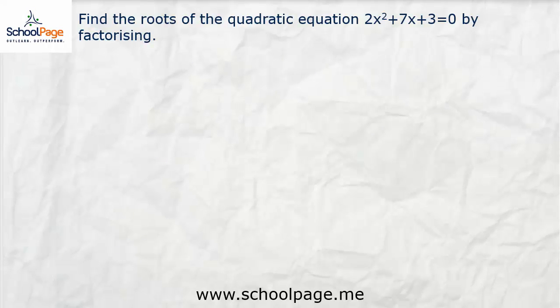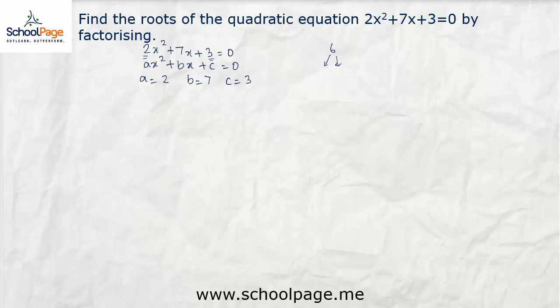Let us now find the roots of the quadratic equation 2x square plus 7x plus 3 equal to 0 by factorizing. Now, let us compare this equation with the standard form ax square plus bx plus c equal to 0, where a is equal to 2, b is equal to 7 and c is equal to 3. Now let us see the coefficient of x square, which is 2, and the last term is 3. So we multiply 2 into 3 and get 6. Let us write all the factor pairs of 6, which are 1 into 6 and 2 into 3.